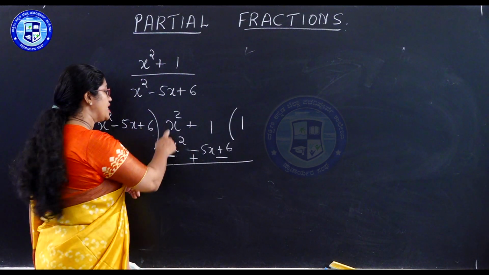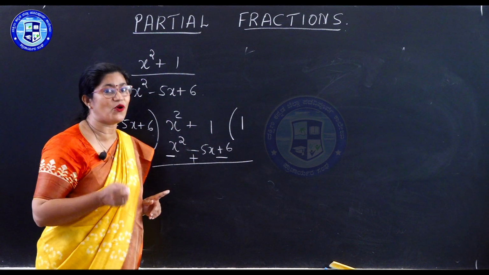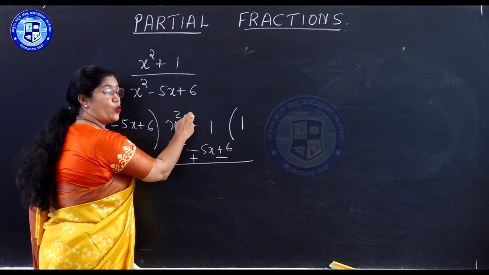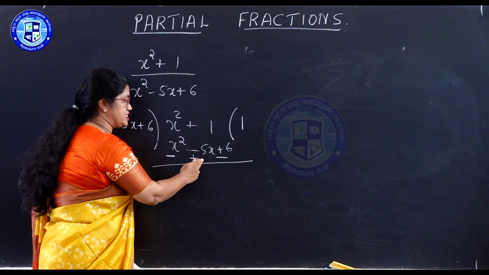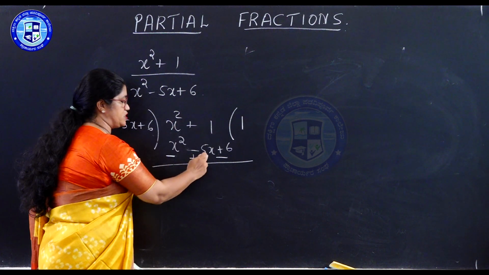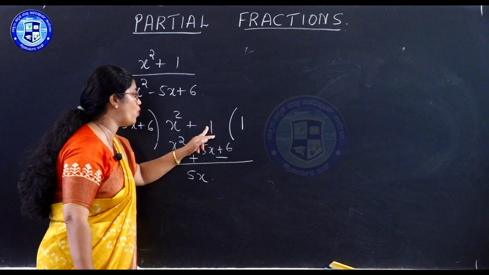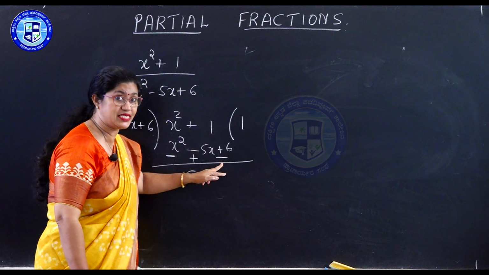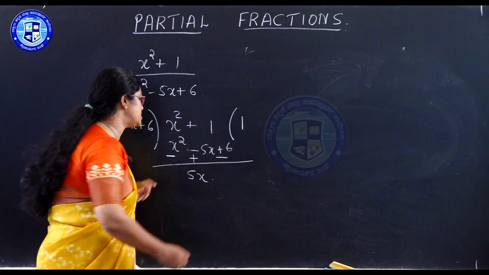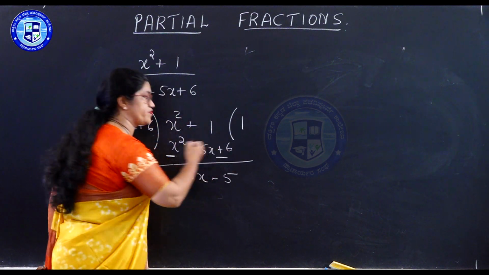Now let us subtract. X square minus x square, it got cancelled, good. There is no x term here, but there is an x term here. So it's like 0 plus 5x, so it will be 5x. Then compare the constants here, 1 and here minus 6. Please note, 1 minus 6 is minus 5.